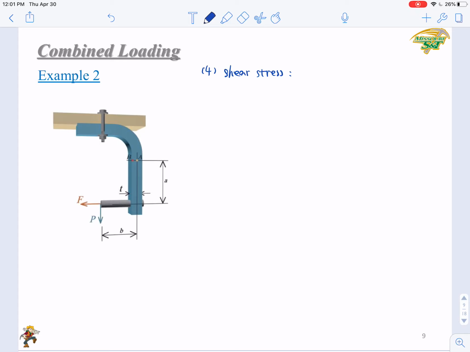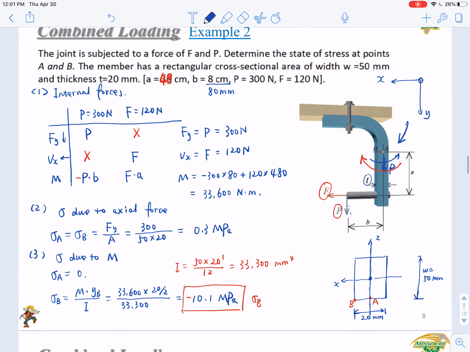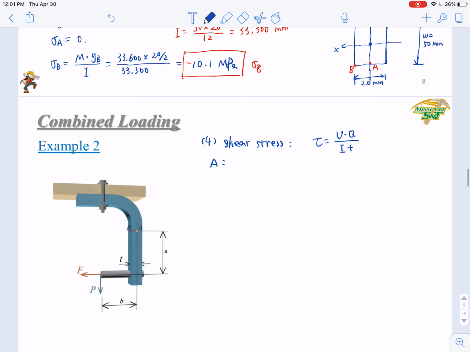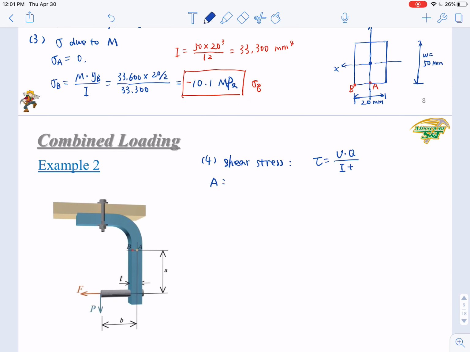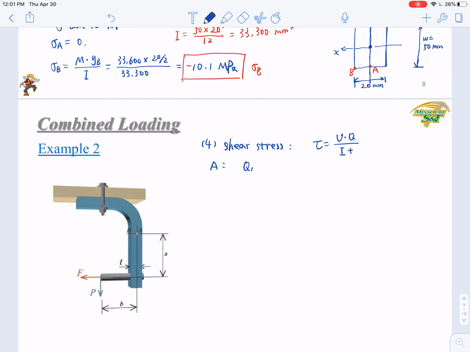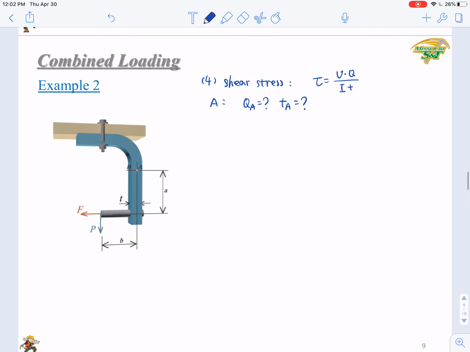Let's look at point A first. To calculate shear stress, the equation we will use is tau equals VQ over IT. At point A, the V has been there, we have just V_x, and I has been calculated. So what is the t, and what is the Q? Those are the two things you need to determine. So what is the Q_A, and what is the t_A? You need to determine these two things so that you can get the correct result.